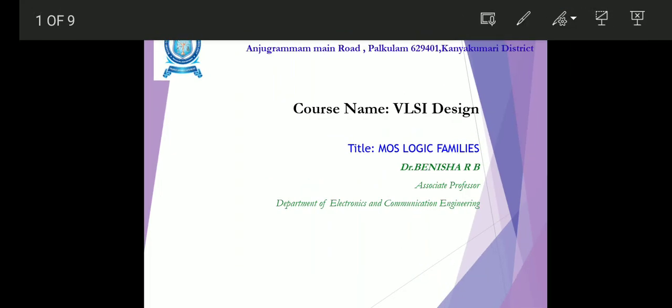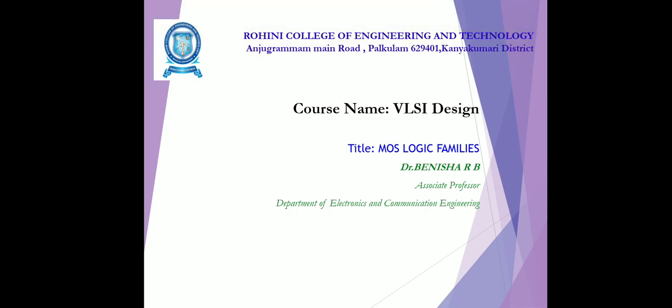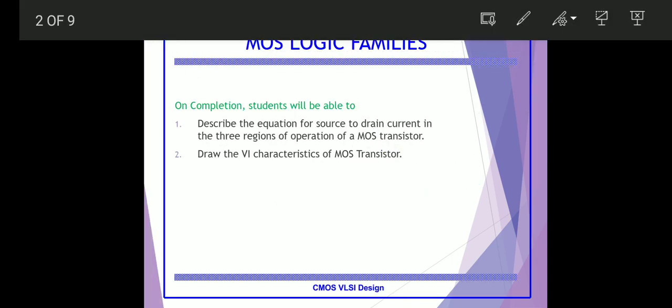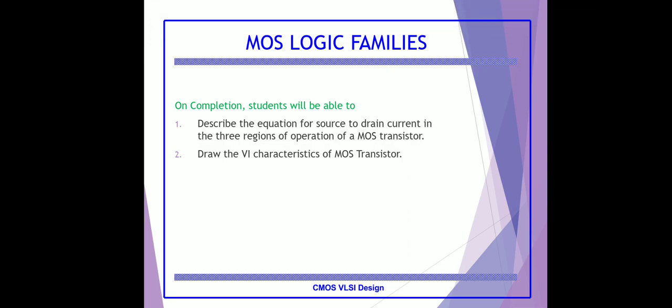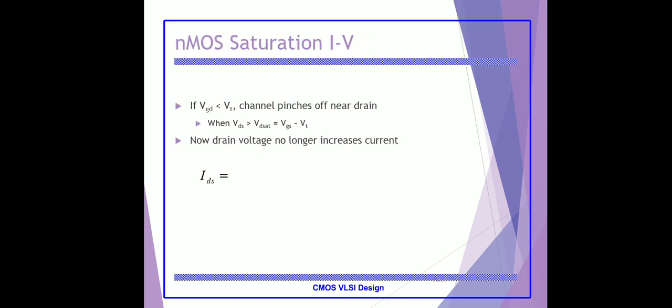In this video, we are going to discuss the MOS logic families. On completion of this topic, students will be able to describe the equation for source to drain current in the three regions of operation of the MOS transistor and draw the IV characteristics of the MOS transistor. First of all, we are going to see the NMOS IV characteristics.